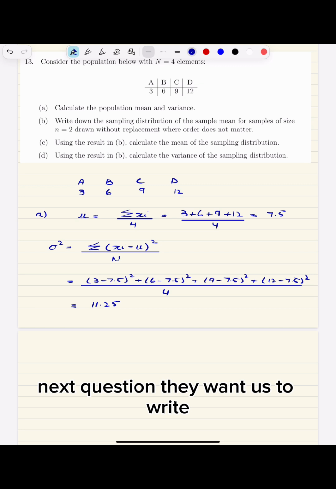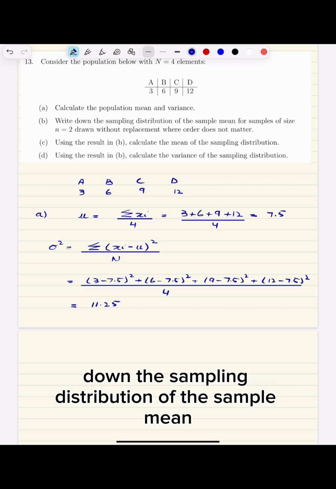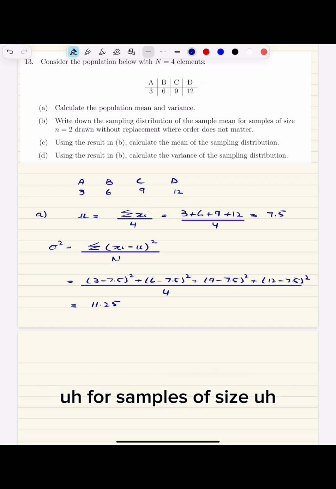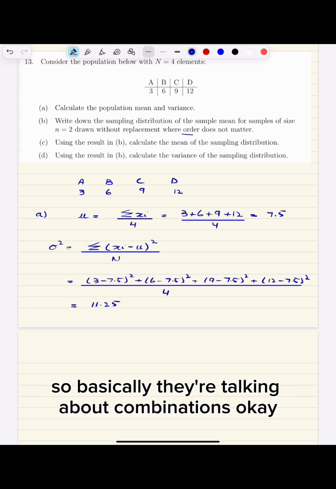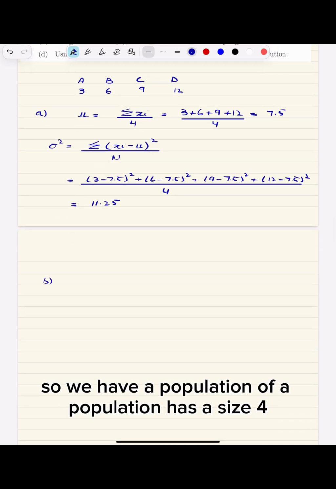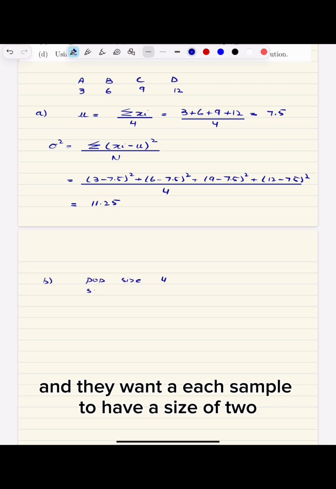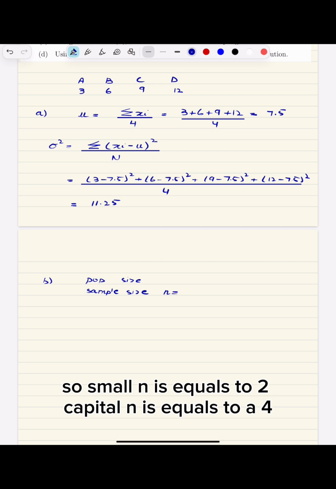Okay, next question. They want us to write down the sampling distribution of the sample mean for samples of size 2 drawn without replacement where order does not matter. So basically they're talking about combinations. We have a population of size 4, and they want each sample to have a size of 2. So small n is equal to 2, capital N is equal to 4.